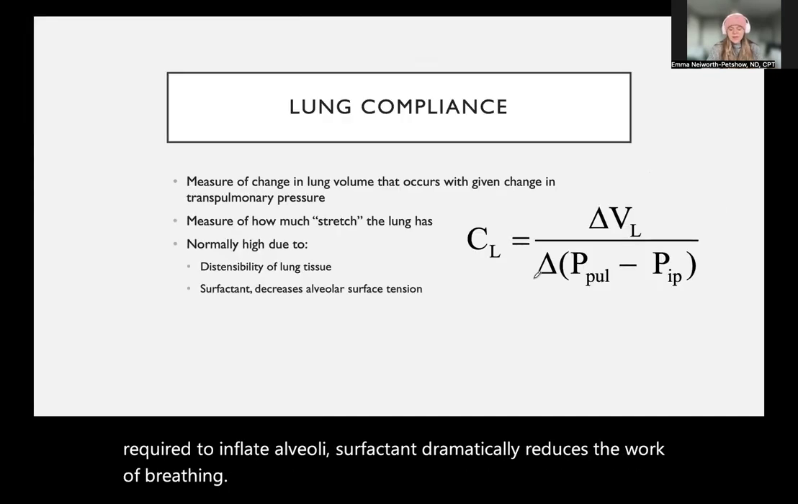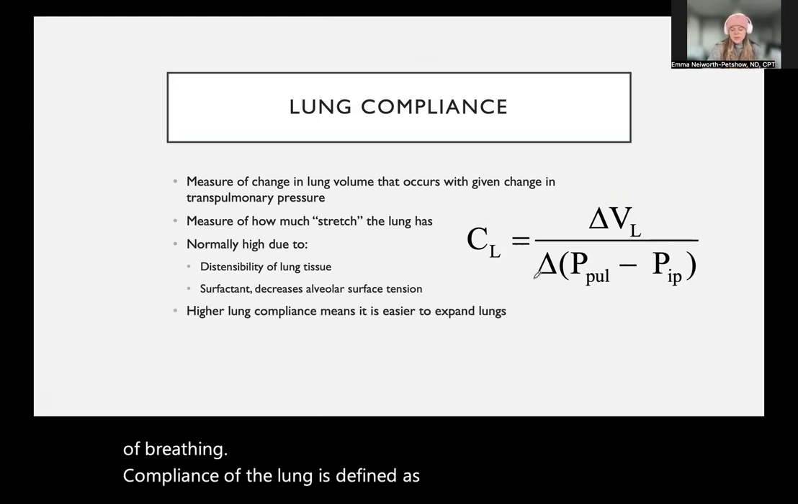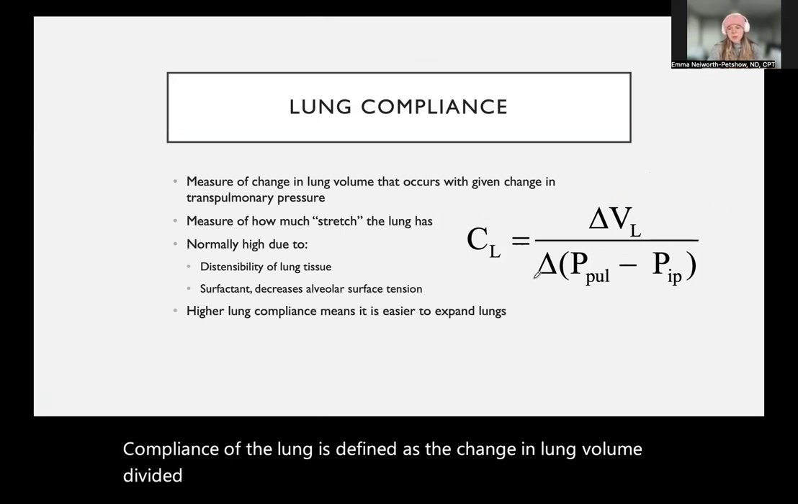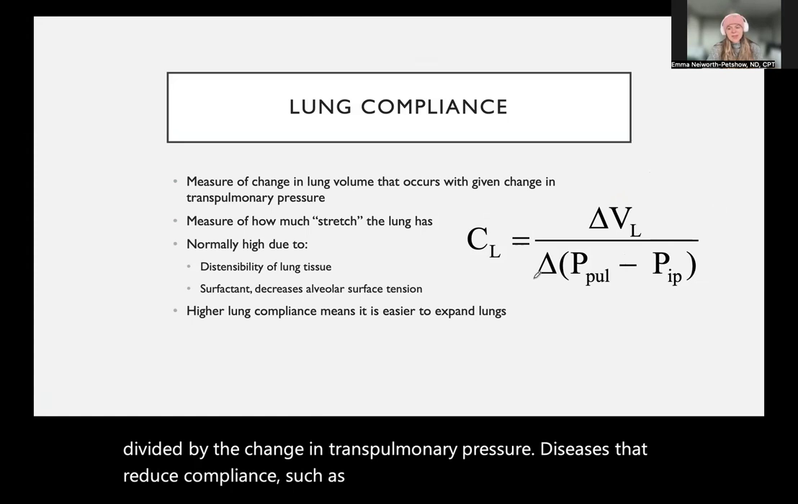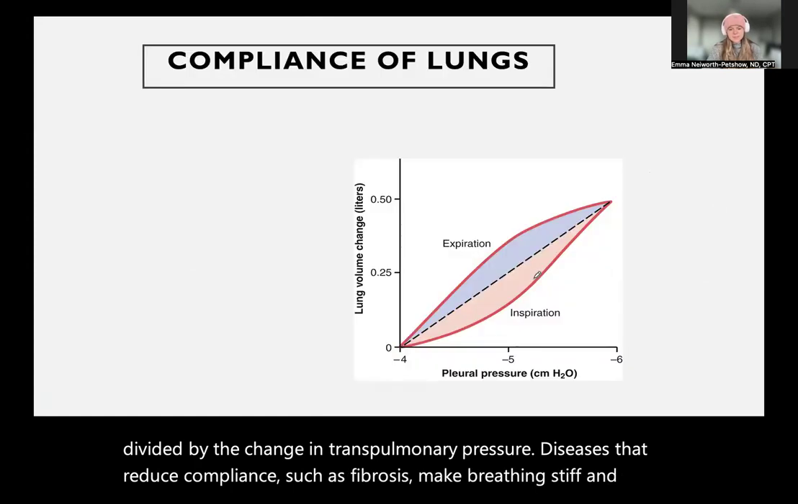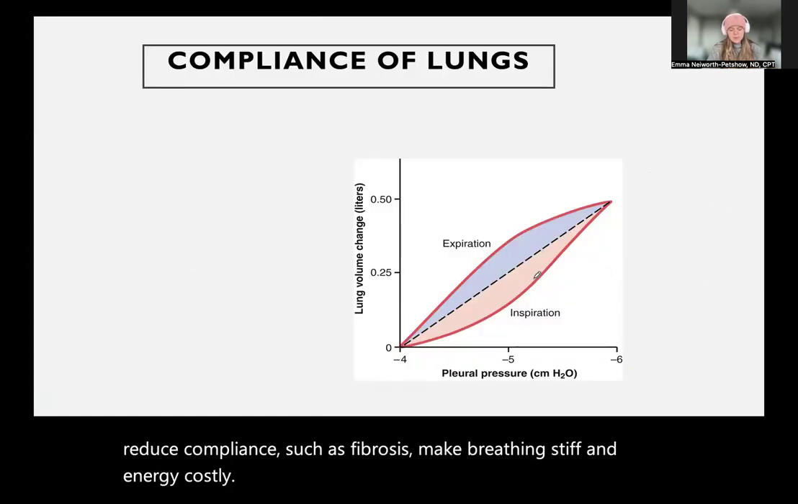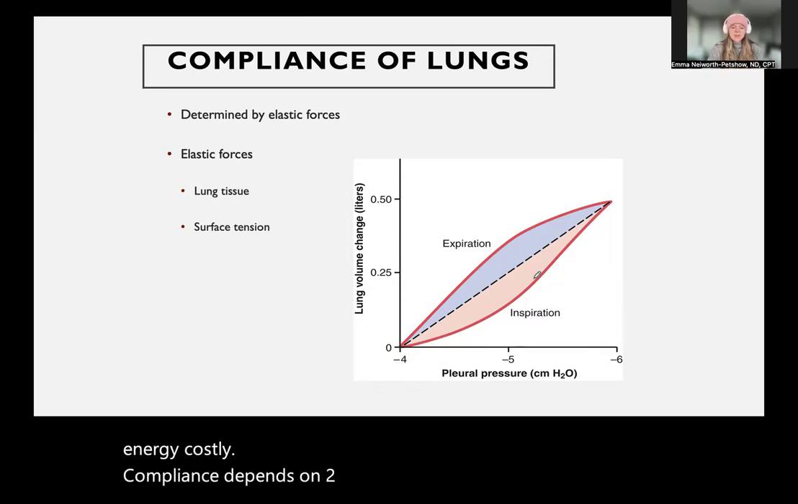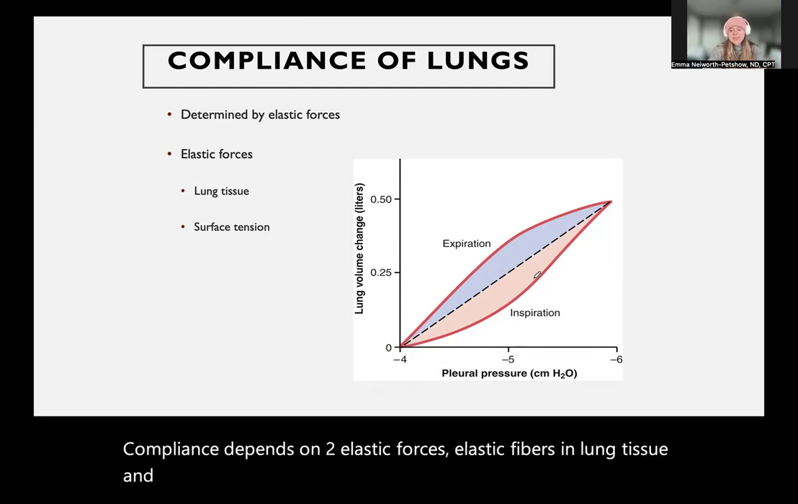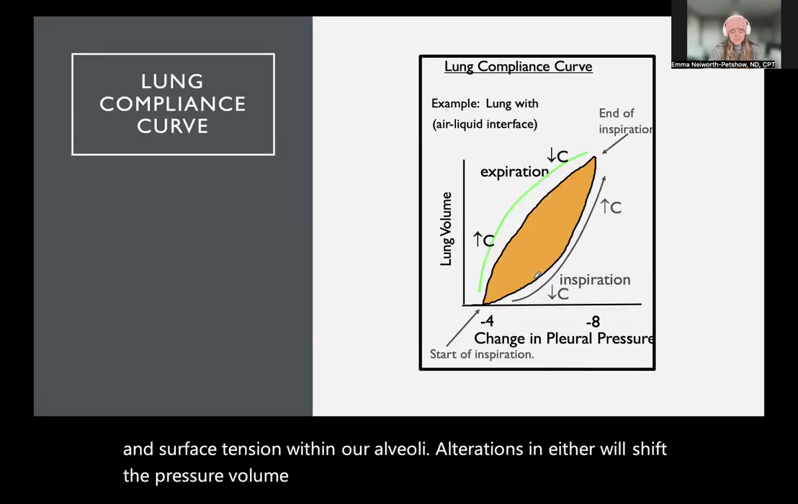Compliance of the lung is defined as the change in lung volume divided by the change in transpulmonary pressure. Diseases that reduce compliance, such as fibrosis, make breathing stiff and energy costly. Compliance depends on two elastic forces: elastic fibers in lung tissue and surface tension within our alveoli. Alterations in either will shift the pressure-volume relationship, as seen here.